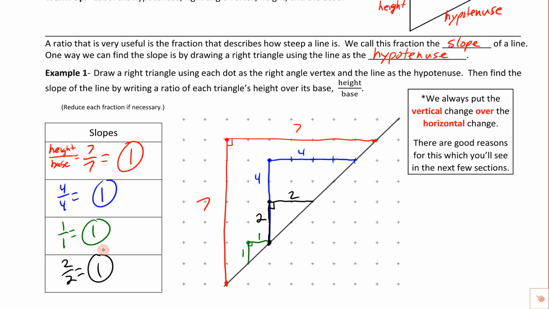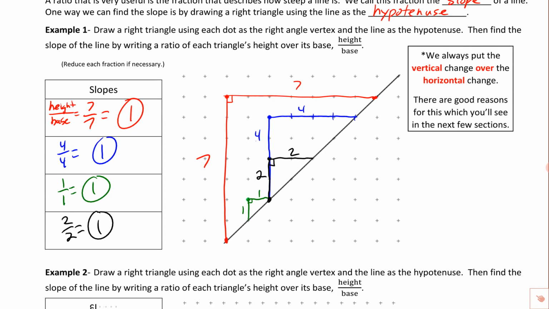Okay? Now, I do want to mention that we said height and base. What we're doing here is we're putting the vertical over the horizontal change every single time. So this is how much the vertical changes, how much the y's change, if you want to think of it that way, over how much the horizontal changes, how much the x changes. Now there are some really good reasons for doing this, and you'll see that in the next couple of sections, but it's going to be much better if you keep track of the vertical change, whether we go up or down, and then whether we go right or left and how far. So that's what we're comparing here. So keep that in mind.